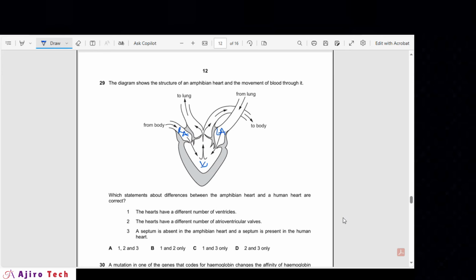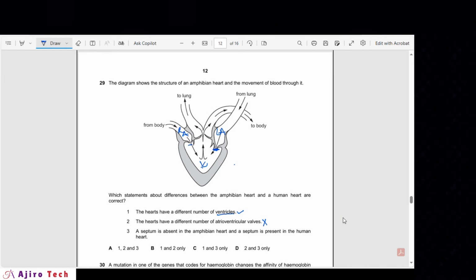So no septum. Which statements about differences between the amphibian heart and the human heart are correct? The hearts have a different number of ventricles. That's correct. The human heart has 2 ventricles. This has only 1. The hearts have a different number of atrioventricular valves. Remember, atrioventricular valves are between the ventricles and the atria. There are 2 in the mammalian heart, the human heart. There are also 2 here. So they do not have a different number of atrioventricular valves. That's not correct. They both have 2.